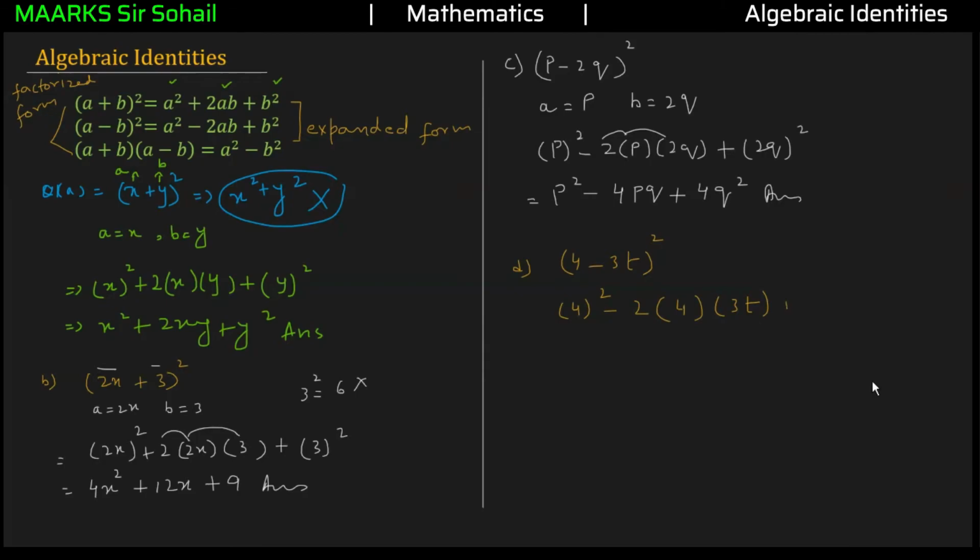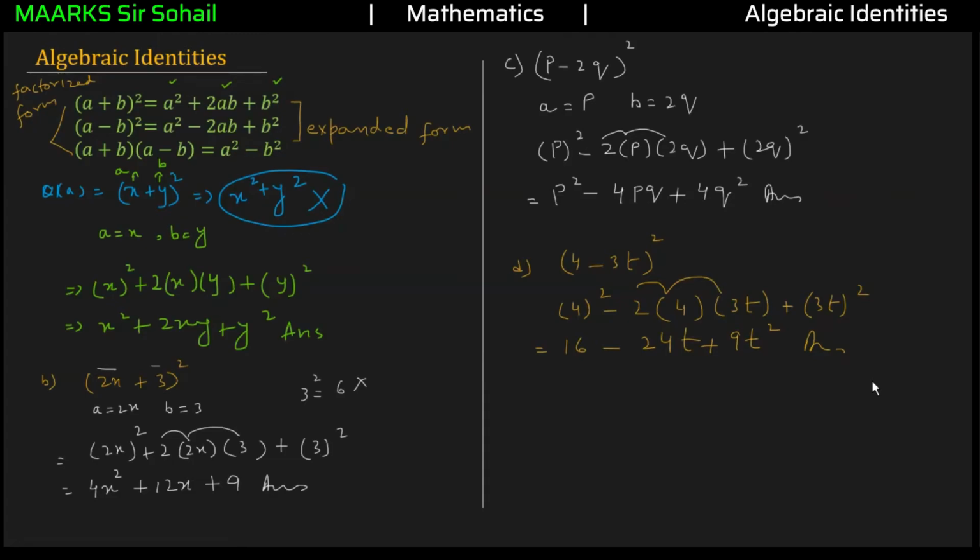And then plus b square, so 3t whole square. So 4 square is 16, minus 2 into 4 is 8, 8 into 3 is 24t, and plus, now 3 square is 9 and t square will write as it is. So this is how we solve these algebraic identities, the first two. Now I'll explain the third one.